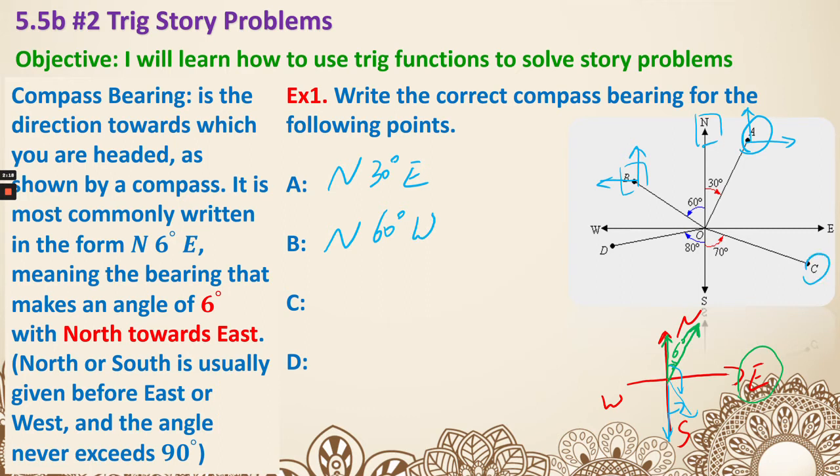And next, for C. This time it's going down and right, so it's not going to be north anymore, it's got to be south. The angle is 70 degrees east. And D is going to be south, it's going down, but the angle is 80 degrees, and it's pointing down left, so it's got to be the west. And that is how we write the compass bearing.